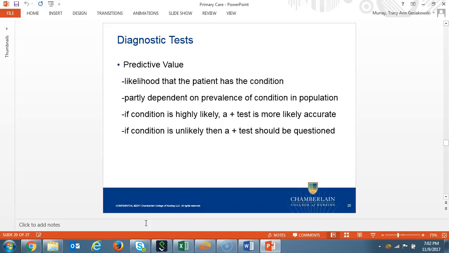Predictive value is the likelihood that the patient actually has the condition and is, in part, dependent upon the prevalence of the condition in the population. If a condition is highly likely, a positive test result is more likely to be accurate. If a condition is very unlikely, a positive test needs to be questioned and perhaps additional testing would need to be done.